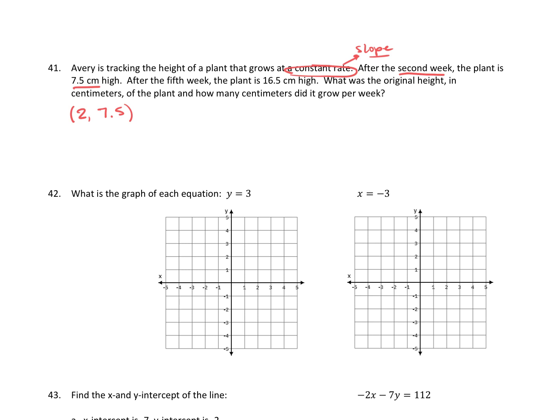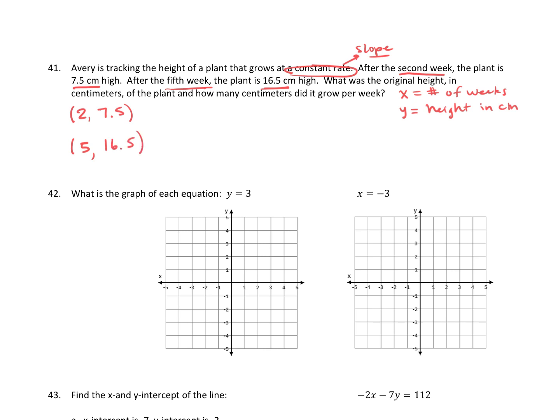We put the 2 in for the x, so x is going to represent number of weeks. And then we put the 7.5 in for the y into that ordered pair. So y will equal the height in centimeters of our plant. All right, we continue to read. After the fifth week, the plant is 16.5 centimeters high. So we can make an ordered pair out of that. We're using weeks for our x variable, so the fifth week, and then our y is the height, 16.5 centimeters.